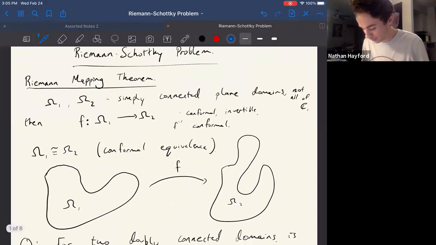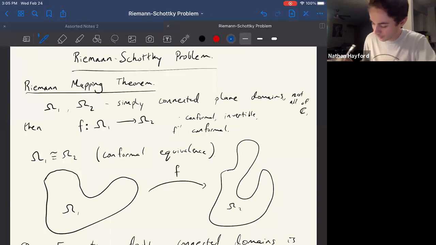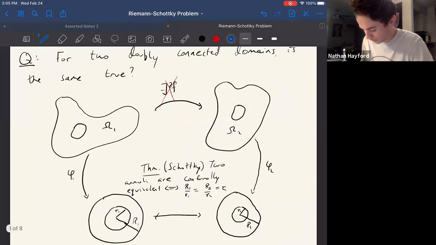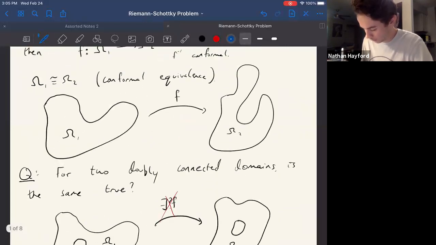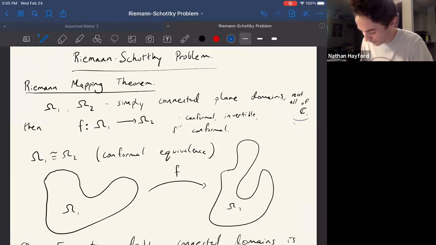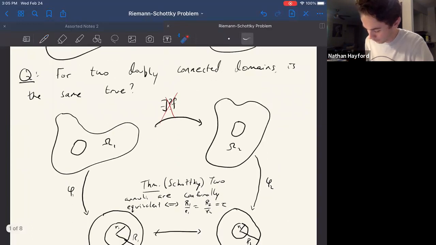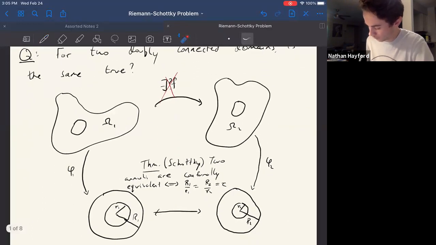So let's recall what we were doing last time. We were talking about this Riemann-Schottky problem. What does it say? Well, we started with motivation. We talked about the Riemann mapping theorem, how it holds for simply connected domains, which are not all of C. Important point there. And if you have a doubly connected domain or any domain with more holes, two domains aren't necessarily conformally equivalent anymore.